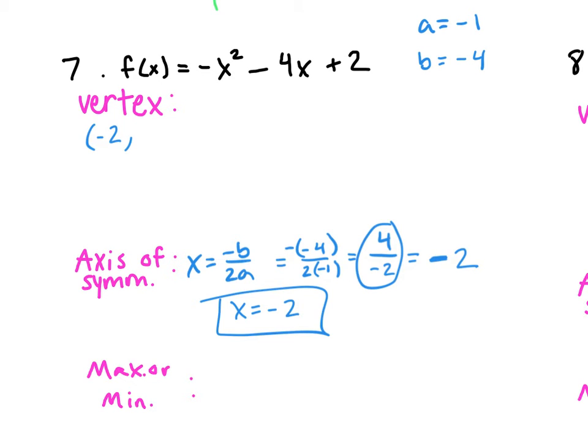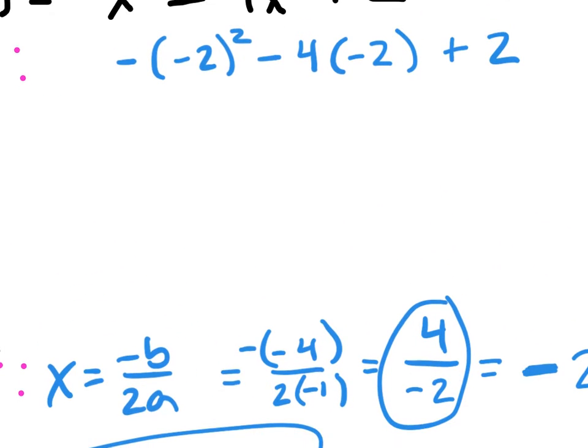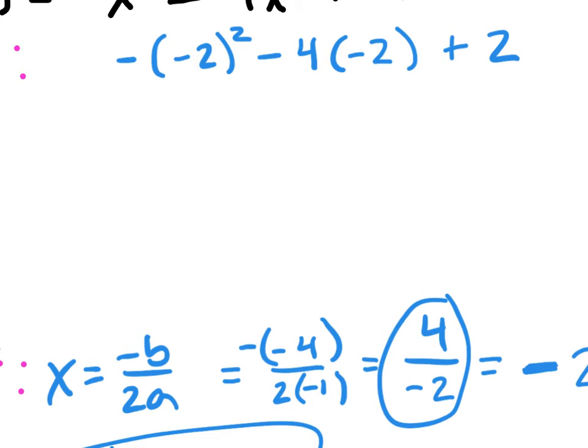How do we find the second? Plug it in. So here we have to be careful because we have a lot of negatives happening. So we have negative 2 squared minus 4 times negative 2 plus 2. What do we do first to solve? Negative 2 squared is 4, and then we have that negative on the outside, so it's negative 4. Now we have negative 4 times negative 2, which is 8. And then plus 2. So what is negative 4 plus 8?